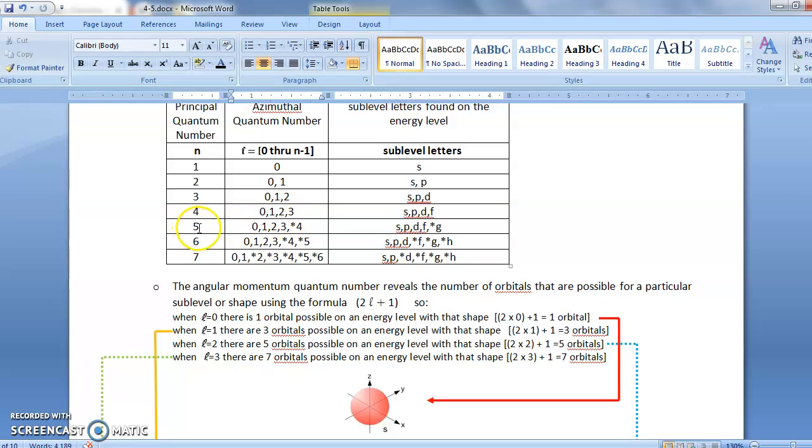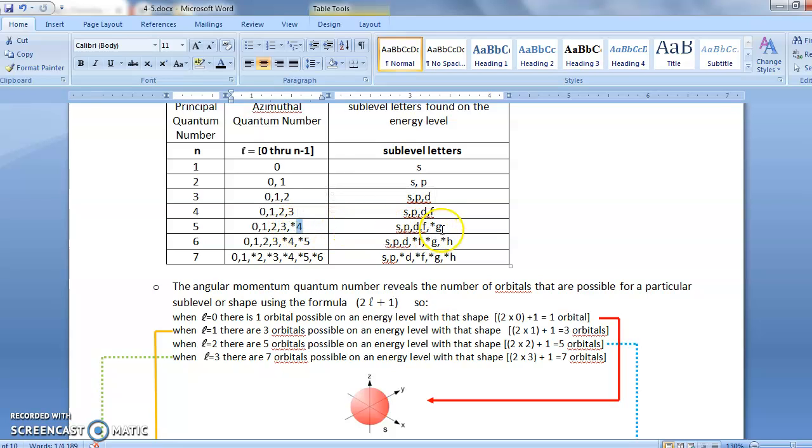For instance, the fifth level. We learned a while back that the fifth level holds a maximum of 50 electrons. Where does that come from? Well, the fifth level has 25 orbitals maximum on it. 5 squared is 25. Each orbital holds 2 electrons, regardless of whether it's an s, p, d, or f orbital, it holds 2. Now, on the fifth level, they don't actually ever need to put 50 electrons because we've got the s, p, d, f.